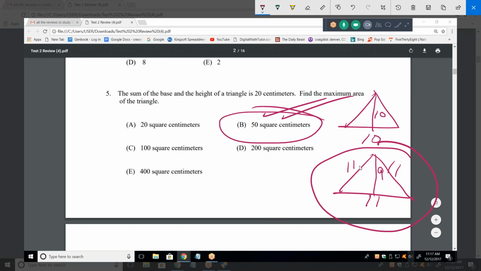So there's no real need to do the math when they give you answers that are so far apart. It's got to be that, even though it's not exactly what I expected, but I know the answer isn't going to be 20 or 100.